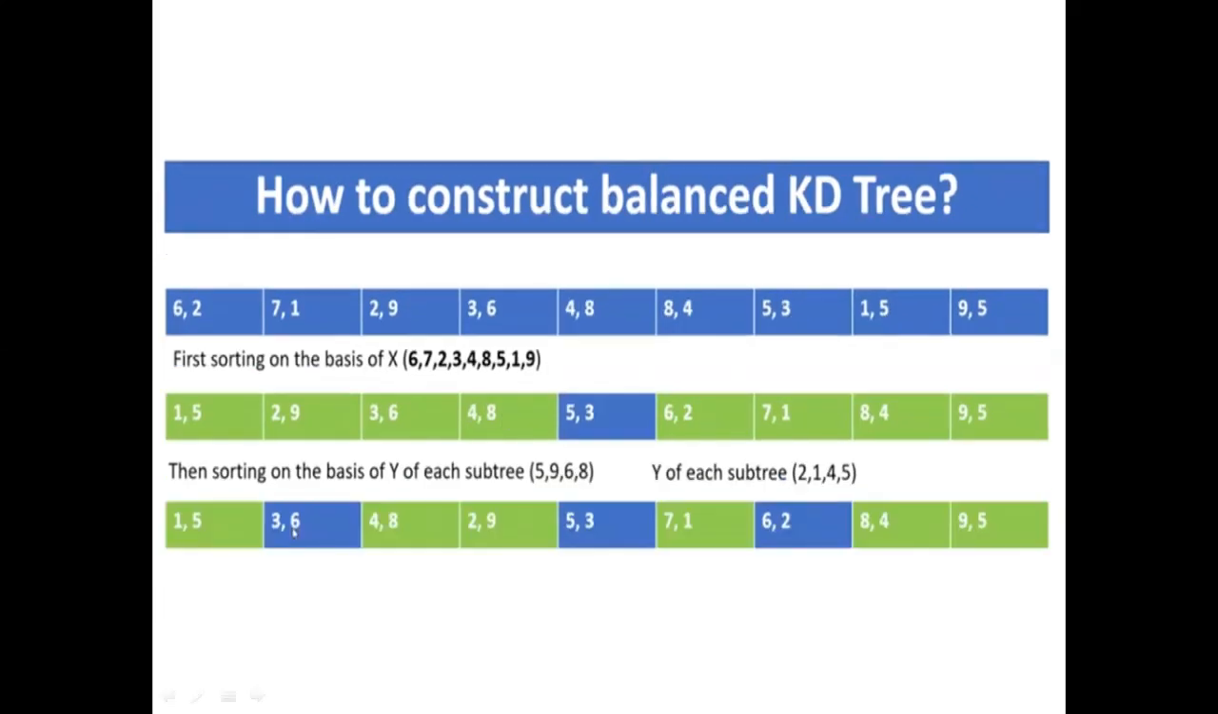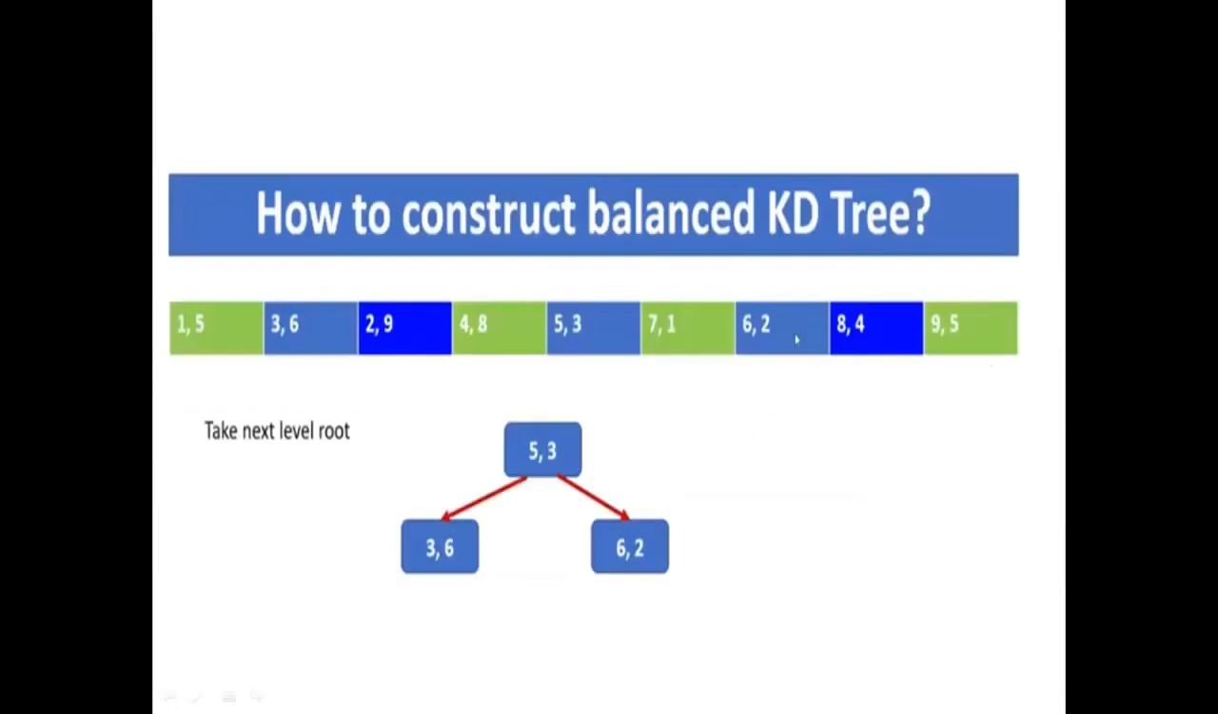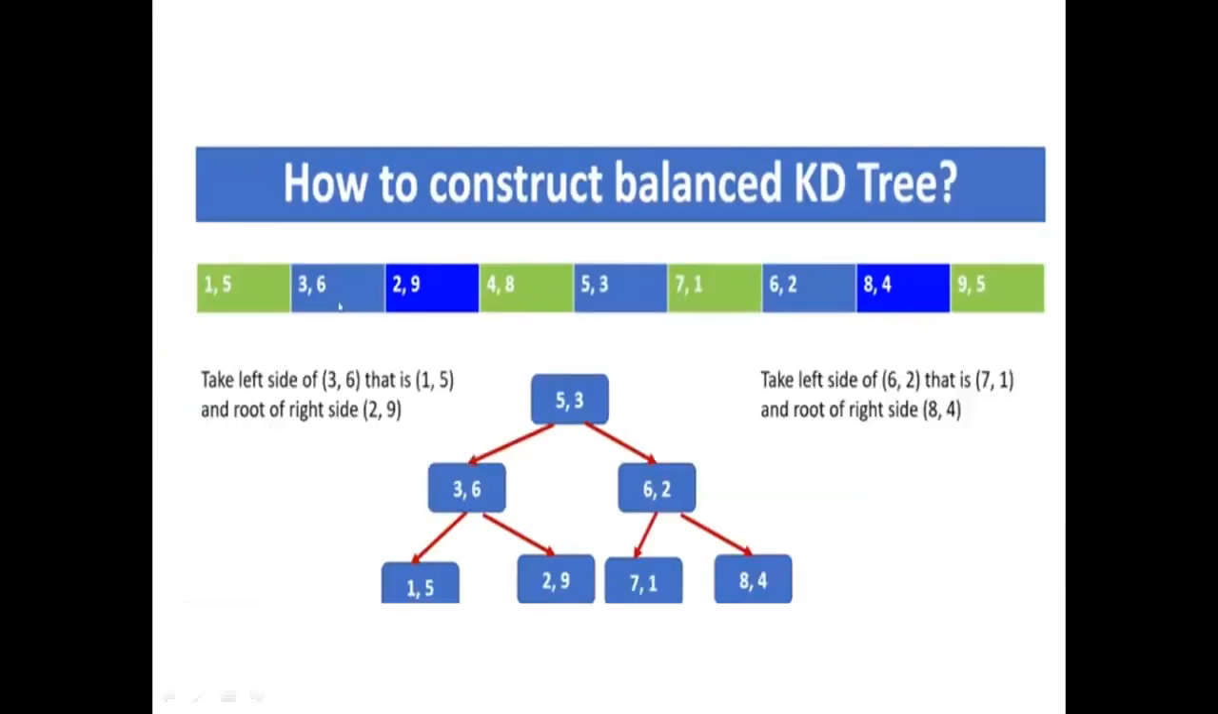Okay, now after splitting on the basis of the y coordinate, let us continue one level down the tree and split on the basis of the x coordinate, the left and right parts of (3, 6) and the left and right parts of (6, 2). To the left of (3, 6) we have only (1, 5). Similarly, to the left of (6, 2) we have only 1 point, that is (7, 1). So they will be directly added, as you can see in the tree. (1, 5) and (7, 1) will be directly added to the tree.